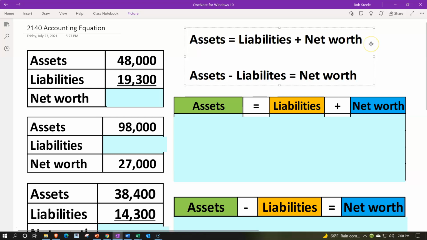liabilities plus net worth, which, if it wasn't personal, if it was a business, in other words, might be called equity, stockholders' equity, owner's equity, partnership equity, or net worth, as it might be called in a not-for-profit, net assets. So all the same kind of concept.